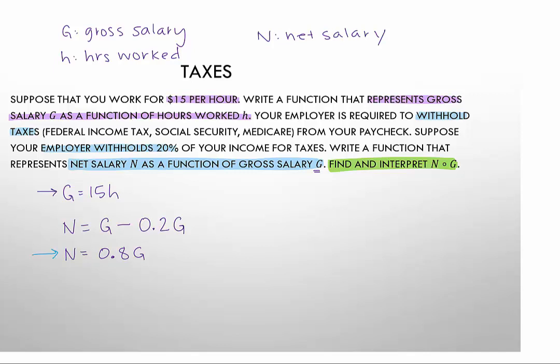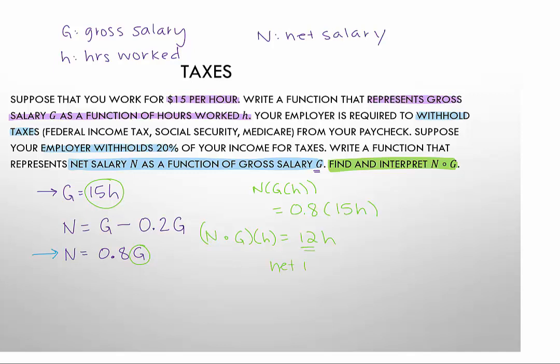So when it comes to finding and interpreting n of g of h, because we're using h, I'm going to take this value and substitute it in here. So n of g of h is equal to 0.8 times 15h. If I do that math, 80% of 15 is 12, so I get 12h. Now what is that actually meaning? I found what n of g of h was, but what does that mean? Instead of making $15 an hour, I'm only making $12 an hour.